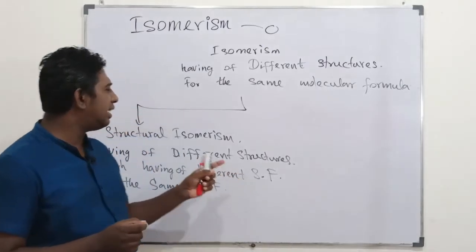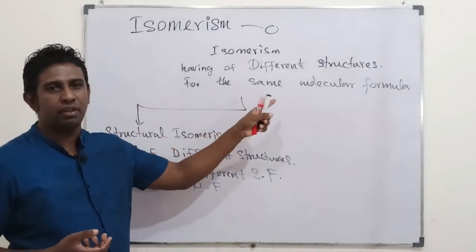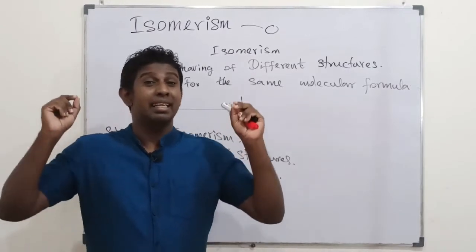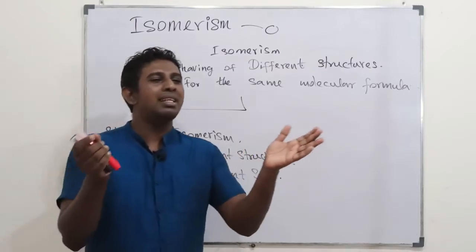Students, then it's the first subcategory. Means there are two types of isomers or isomerism that you categorize. So this is one category. You have another category.